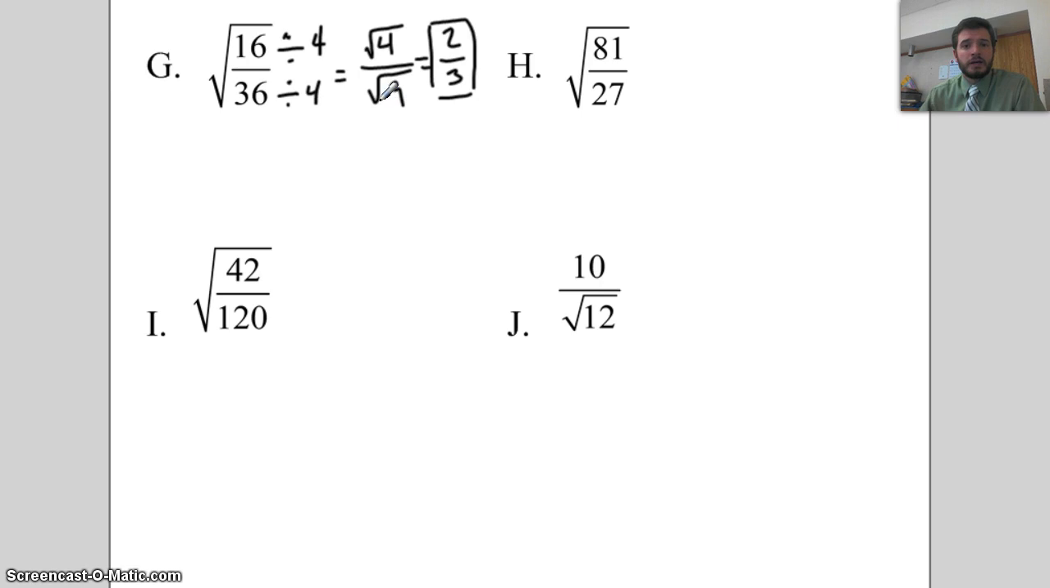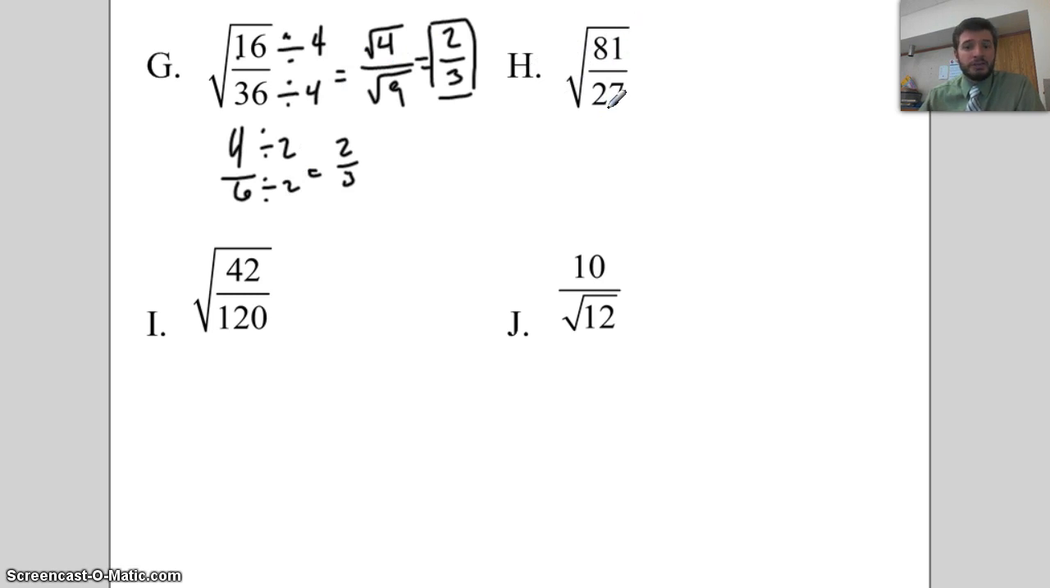Okay, that's it. Now again, I could have just taken the square roots right away, so square root of 16 is 4, square root of 36 is 6, and then divide these by 2, and I would have gotten the same answer. So it really doesn't matter however way you want to do it. Let's go ahead and keep chugging along here.